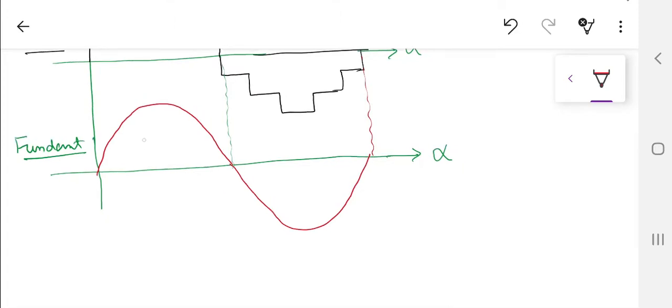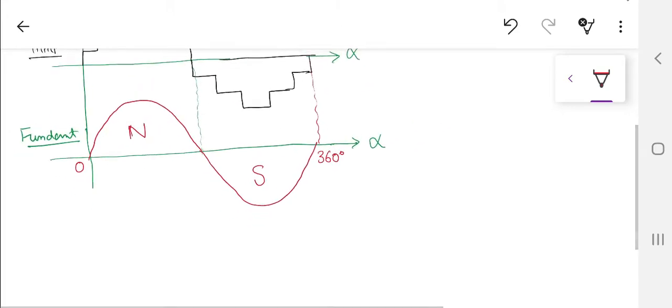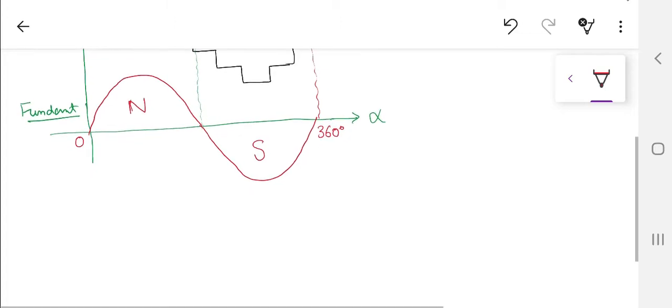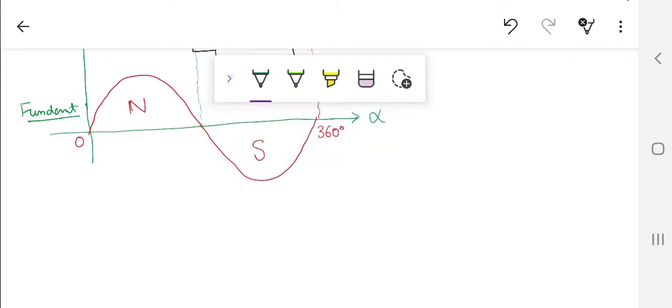Based on some assumption I can take it that this is the north pole and this is the south pole created inside the whole 360 degrees, from 0 to 360 degrees inside your machine. So you have two poles being created here. Now after the fundamental, the third harmonic can also be present, but that can be cancelled out in some cases. Let me keep it in the same way so that you are going to have the third harmonic here.